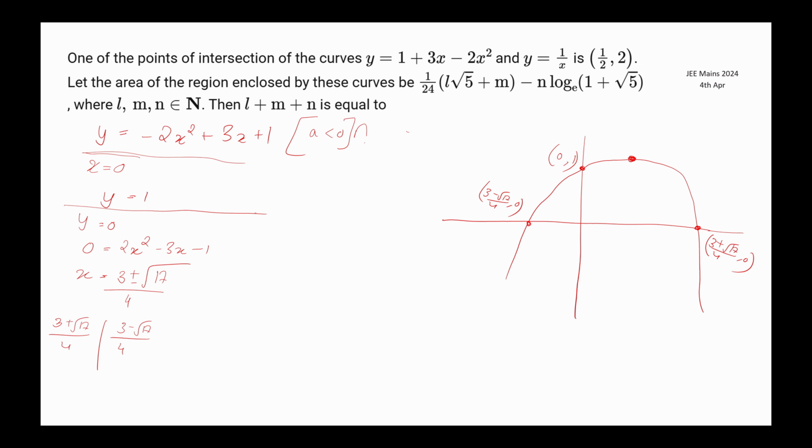And my other equation is y equals 1 by x, which is my rectangular hyperbola, which we know looks somewhat like this. So our first point of intersection they've given us, and this is our second point of intersection. So we have to find out these 2 points, and we have to find out the area enclosed between these 2 curves. This would be my area that I have to find out. So let us first find out the point of intersection between these 2 curves.